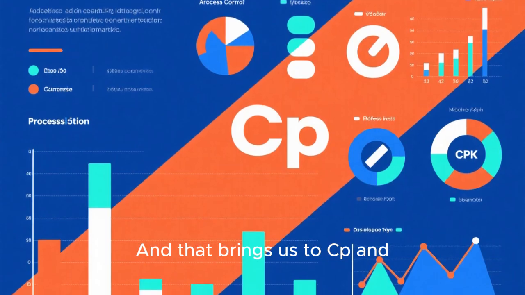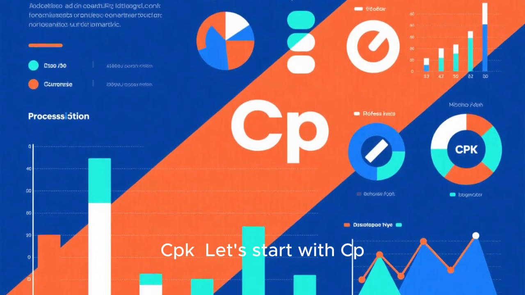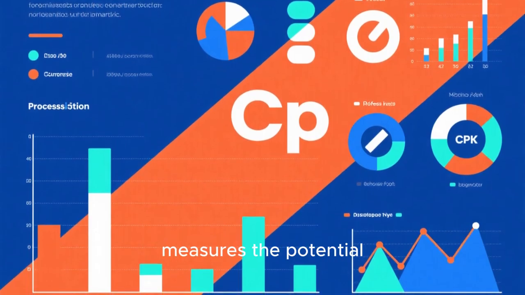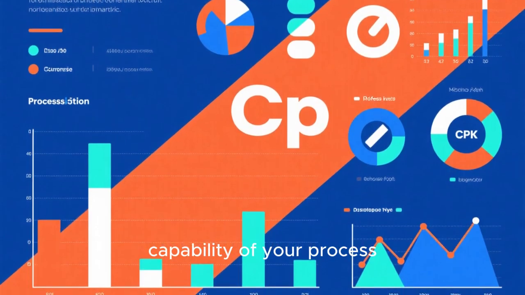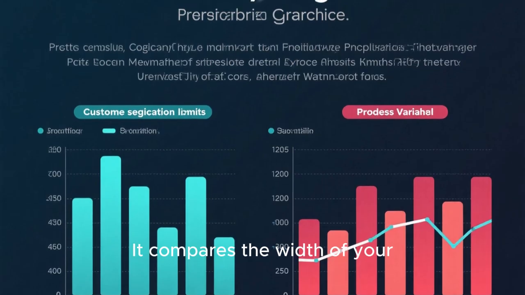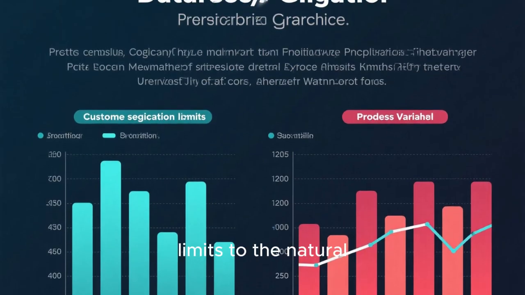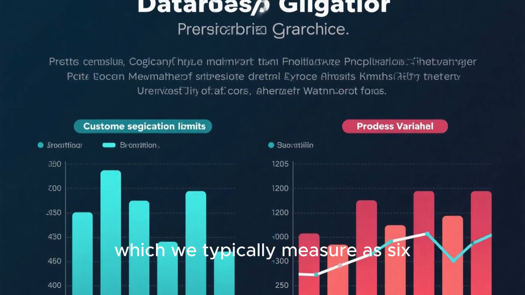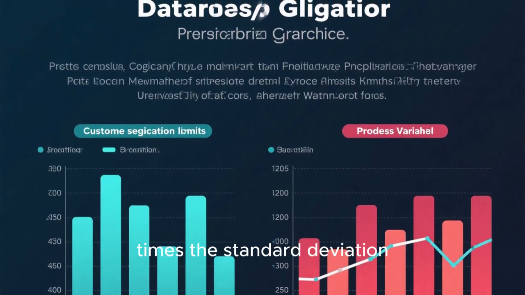And that brings us to CP and CPK. Let's start with CP, the Process Capability Index. CP measures the potential capability of your process. It compares the width of your customer's specification limits to the natural variation of your process, which we typically measure as 6 times the standard deviation.